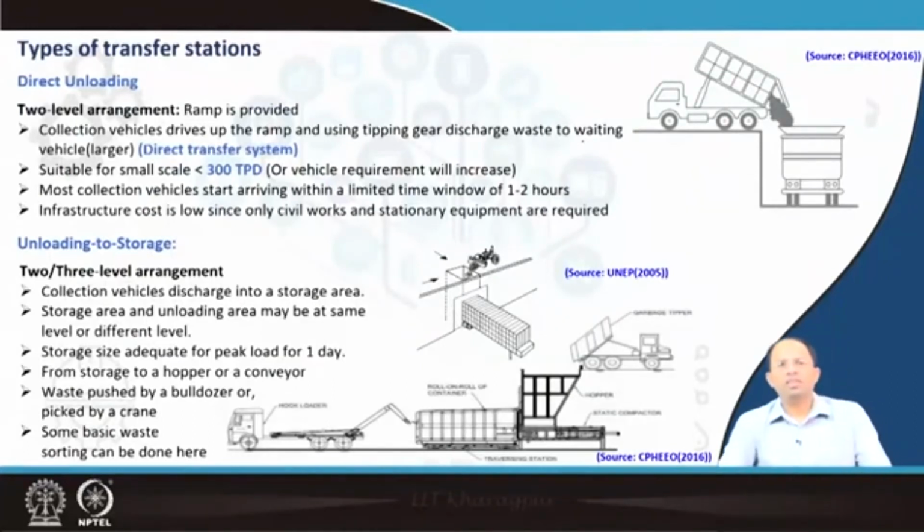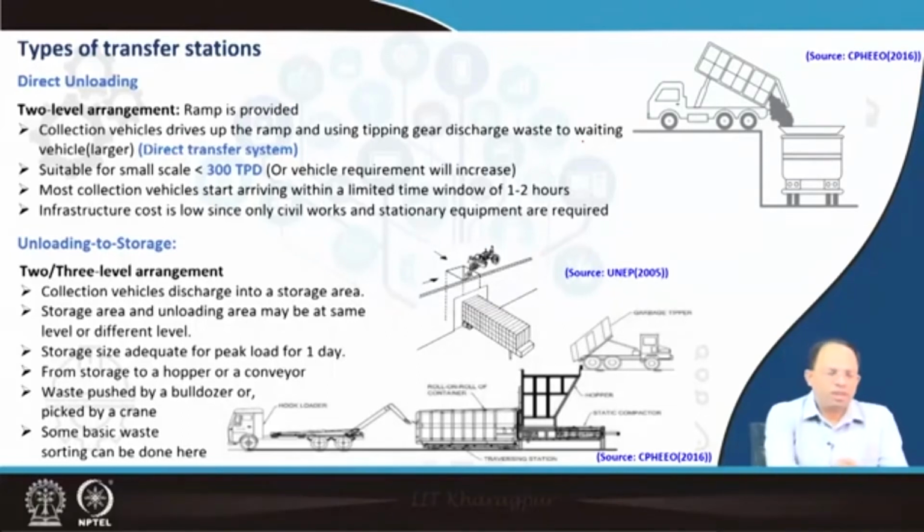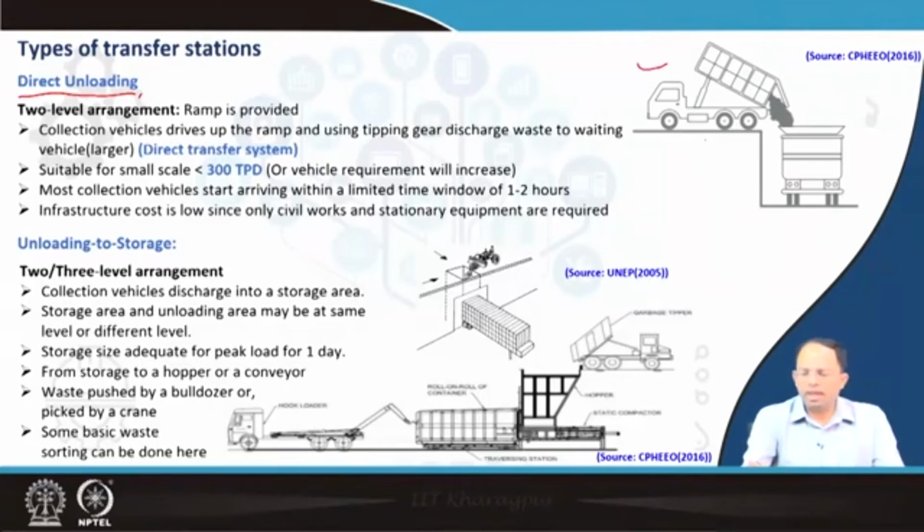So there are two types of transfer station based on the way the loading unloading arrangement is done. As you can see, the first one is known as direct unloading. It's a two-level arrangement, and there is a ramp provided. Over here you see a vehicle which has brought in the waste. It has got this tilting mechanism. It is putting the waste into the waiting vehicle over there, or this waiting container. This may not be the vehicle, this may be just the container, and then the container will be lifted into a vehicle. That can happen. So let us assume that this vehicle has gone above. How has it gone? Of course, it has used a ramp to go to that particular spot.